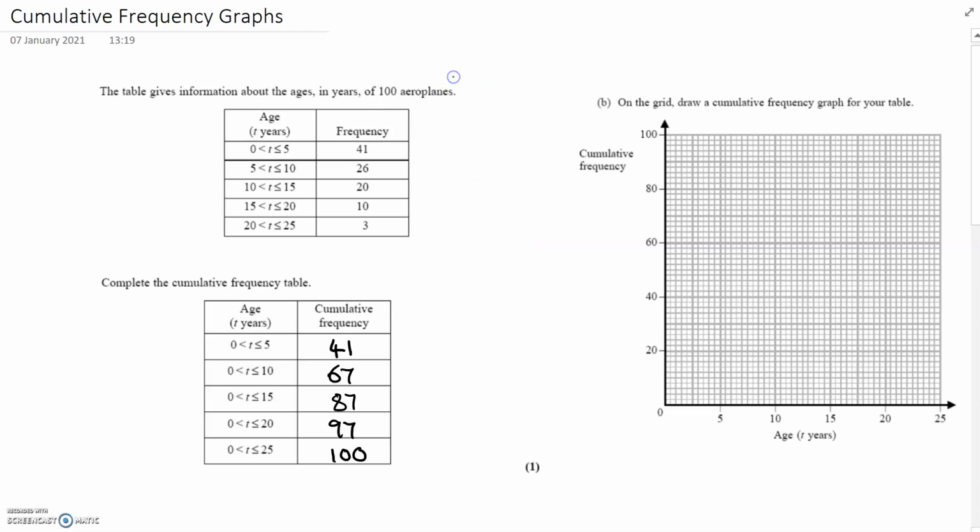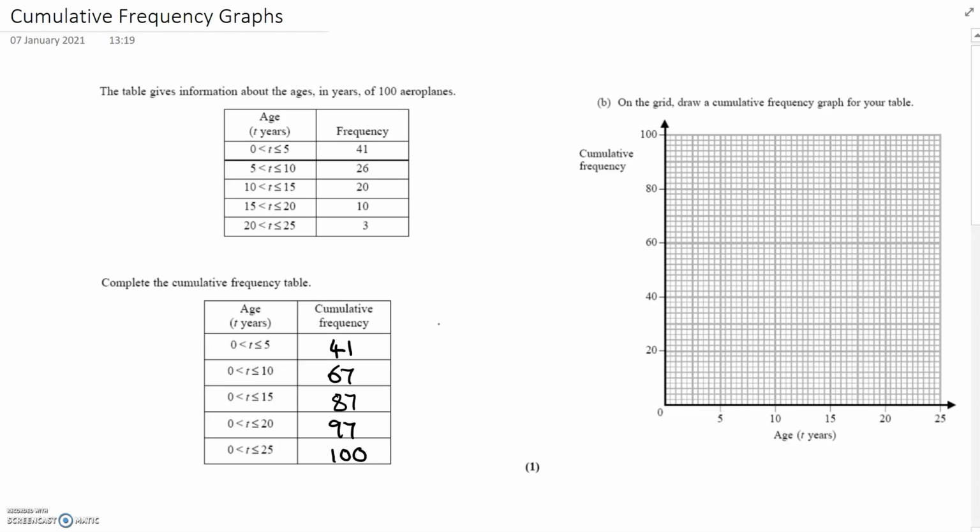So to complete the table, it's only 1 mark, but it's 1 mark we should always get. We start with the first frequency, and then we just add on 26, that's the next number. And then we add on 20, next number. Add on 10, add on 3, and then just double check it ties in with that first number. Remember, pause the video at any stage if you want to catch up or have a think about things.